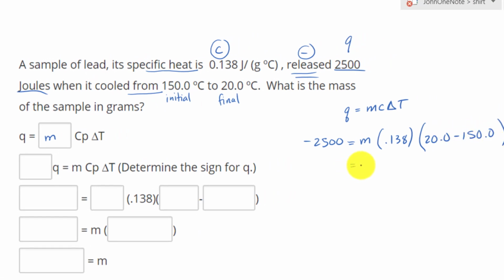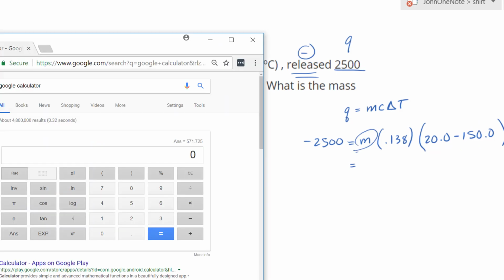Now, all we have to do is simplify this. Can I simplify this using a Google calculator? Yes, let's plug this in. So let's plug into our calculator to simplify this side. In this case, I'm going to use parentheses again, 0.138.